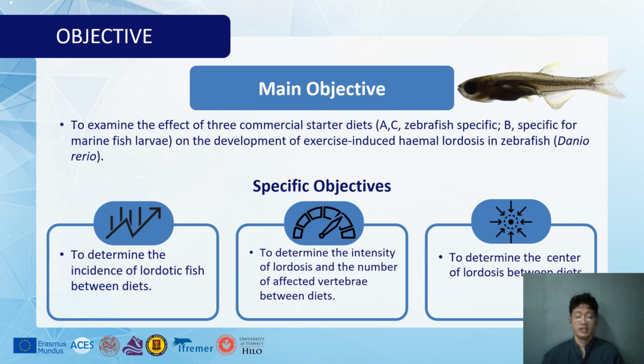Hence, the main objective of this study is to examine the effect of three commercial starter diets on the development of exercise-induced haemal lordosis in zebrafish, with three specific objectives. One is to determine the incidence of lordotic fish between diets. Second is to determine the intensity of lordosis and the number of affected vertebrae between diets. And third is to determine the center of lordosis between diets.